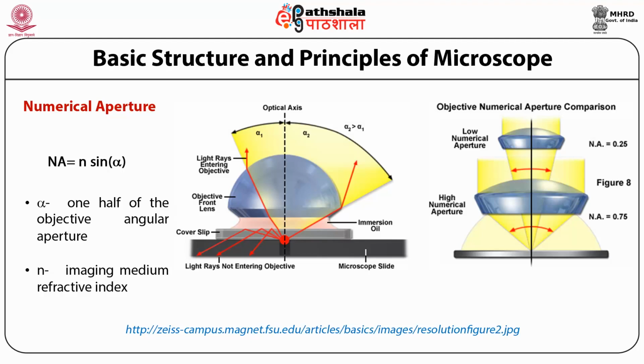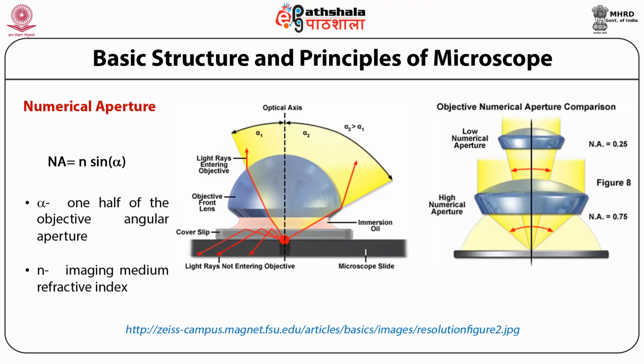So the numerical aperture is basically represented in this cartoon itself, and represents the amount of the light that goes back to the axis, goes back to the camera or the retina. And numerical aperture can be defined as NA is equal to n sine alpha, and alpha is one half of the objective angular aperture. Alpha is the angle which represents one half of the objective angular aperture, and n represents the refractive index.